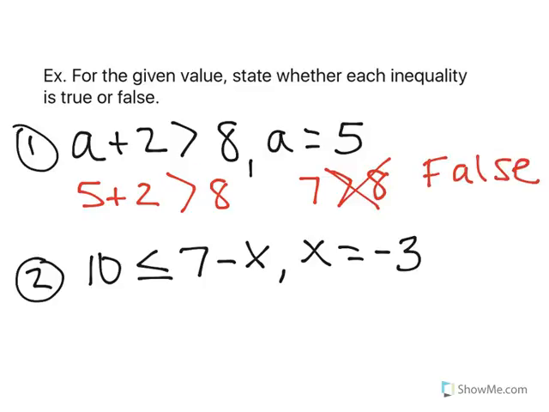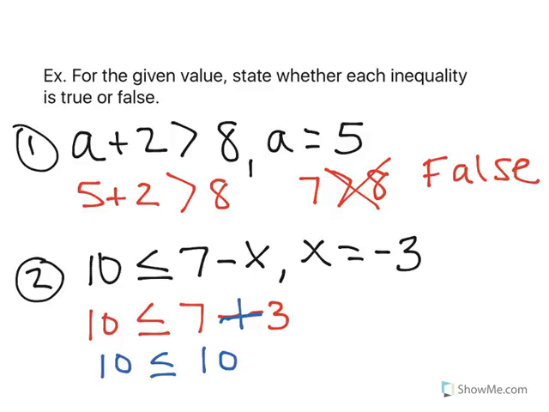Easy as that. For the next one, it says, is 10 less than or equal to 7 minus x if x equals negative 3? Let's plug it in. Is 10 less than or equal to 7 minus negative 3? I can rewrite this as 7 plus 3, which is 10. So 10 is less than or equal to 10, because it says or equal to, it has that line underneath. We can say that is true because 10 does equal 10. That makes it true, and the first one is false. Easy as that, you just plug whatever value they give you into the inequality and solve.